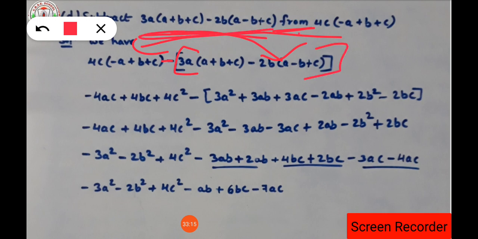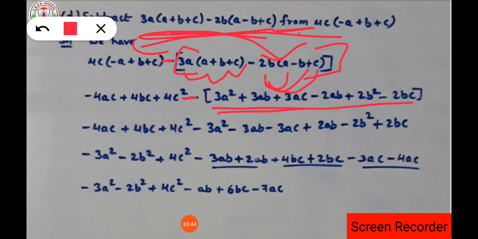Before opening the bracket, we are going to multiply 3A with A, B and C. In the same way minus 2B will be going to multiply with A, with B as well as C. So after multiplication we will get the result as 3A square plus 3AB plus 3AC minus 2AB plus 2B square minus 2BC, isn't it?